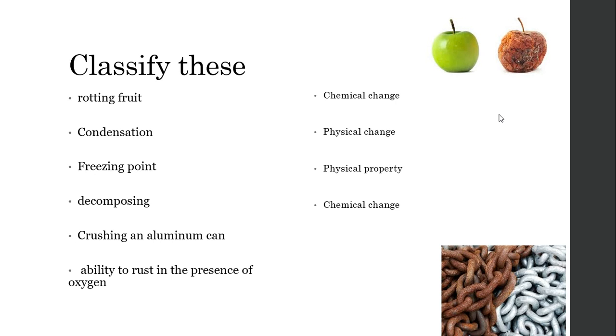If you crush an aluminum can, I ask myself, okay, the aluminum is squished. Is it still aluminum or did it change elements? Did it change compounds? No, it's still aluminum. It's just squished. That's a physical change. Last but not least, we have the ability to rust in the presence of oxygen. This tells me something about a substance, but it's not rusting, so that's a property. In order to know that something can rust, we would have to change the chemical composition, so it's a chemical property.